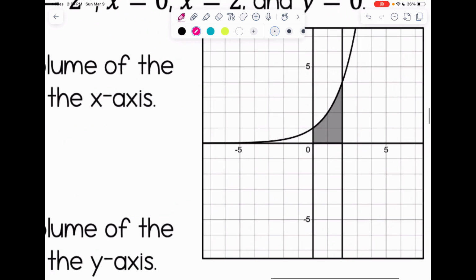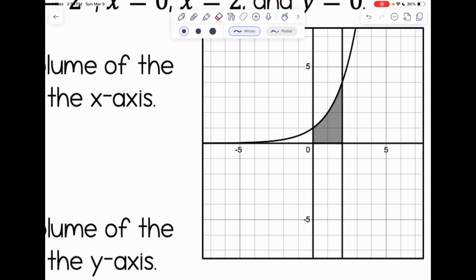And since we are rotating around the x-axis, you can imagine all of these radii in here, and you can see they are the distance between the upper function, 2 to the x, and the lower function, which is y equals 0.